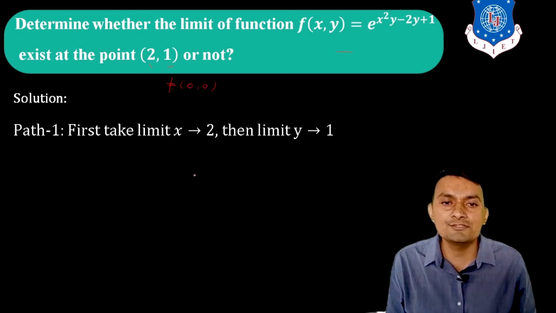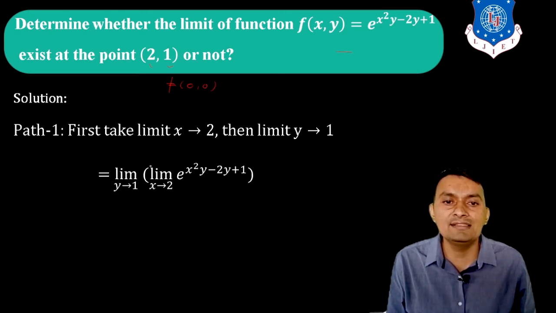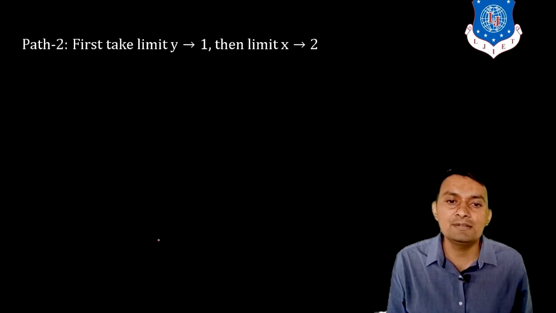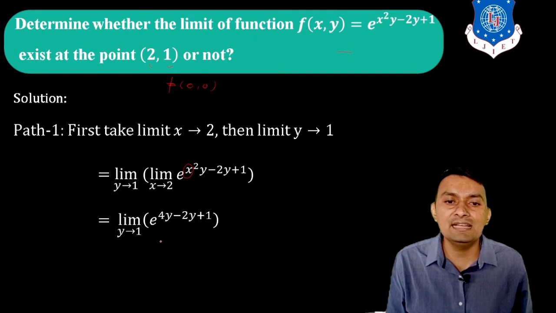So let us first assume that x tends to 2 and then we will take the limit y tends to 1. If I put x equal to 2 here, what are we going to get? e raised to 4y minus 2y plus 1. After simplifying, you can see that we get e raised to 3 when we take the limit y tends to 1, and say this is z1.